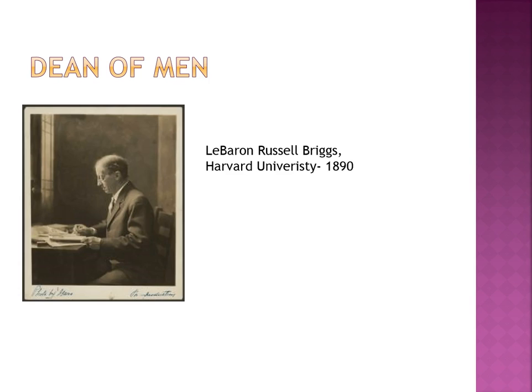So as the faculty role was quickly changing toward the end of the 19th century, and there was an ever-increasing desire to shift faculty work away from the day-to-day management of students, it was recognized there was a need for an administrator dedicated to these tasks. In 1890, LeBaron Russell Briggs was named the Dean of Men at Harvard and is recognized as the first person to hold such a position.